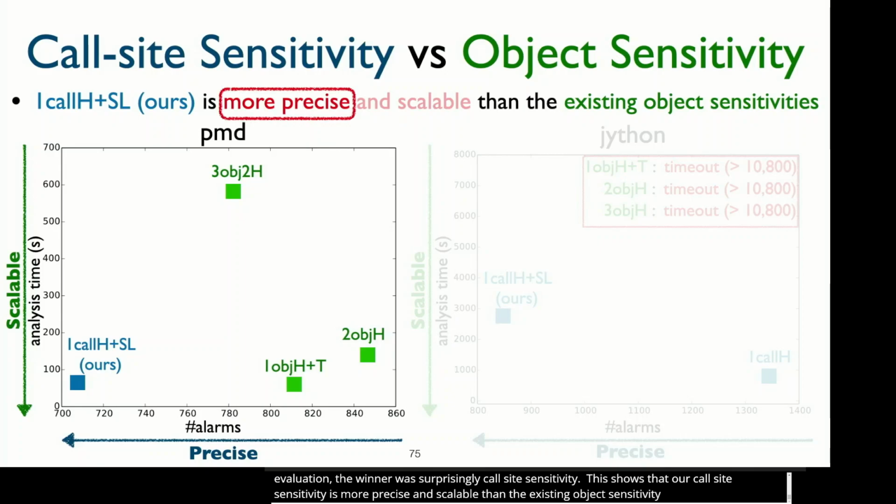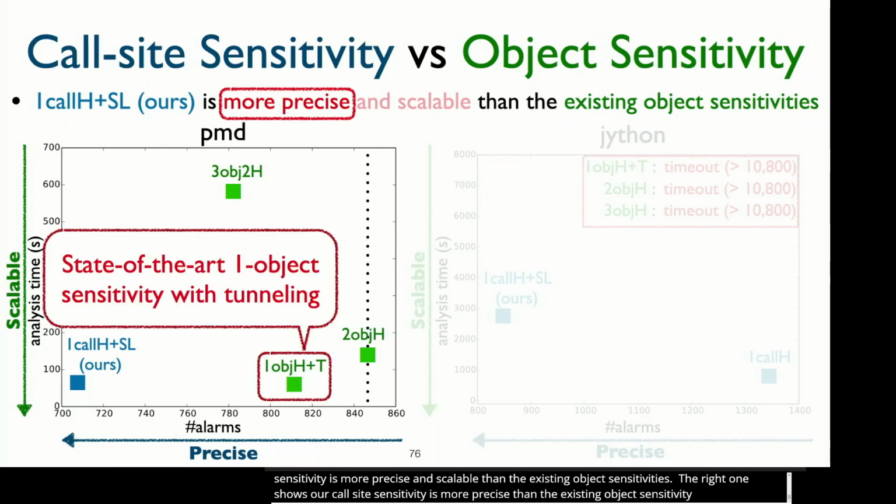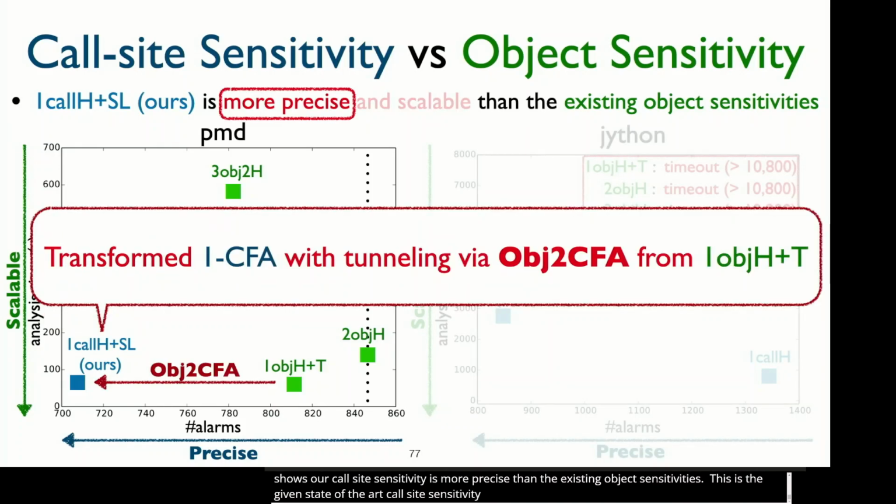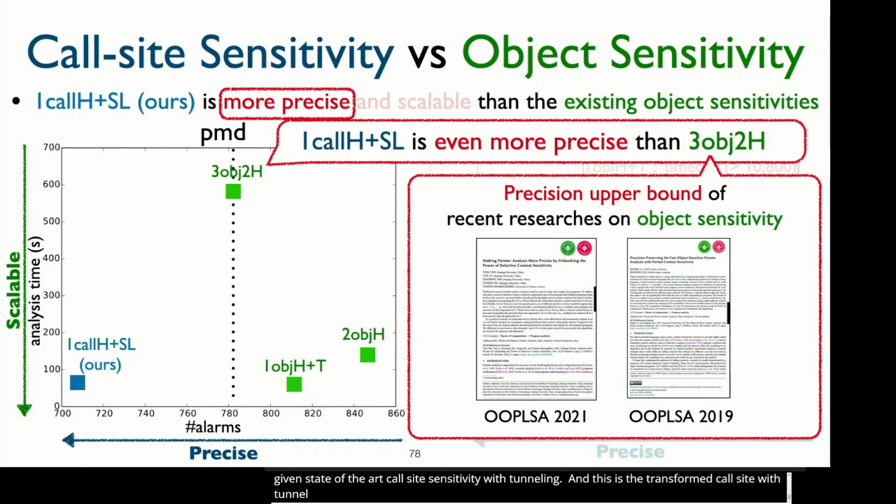The left one shows our call size sensitivity is more precise than the existing object sensitivities. This is the given state-of-the-art one object sensitivity with tunneling. And this is the transformed call size sensitivity with tunneling via OBJ to CFA. And as the graph shows, our call size sensitivity is more precise than the existing object sensitivities.